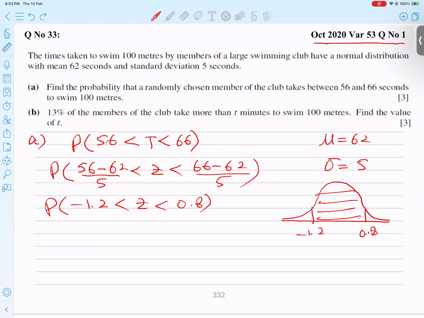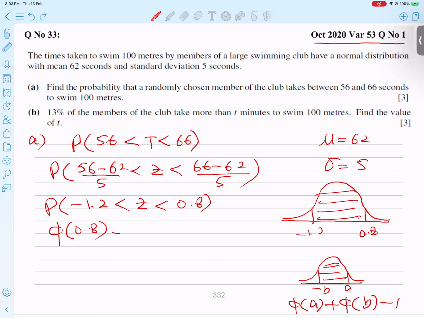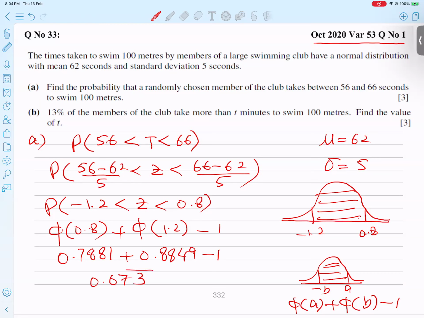So have a look at the rule first of all. If I have a positive and b negative, then phi of a plus phi of b minus 1. Make sure this negative sign I will not use here. It is a formula to get the middle area. So same, I will do it here: phi of 0.8 plus phi of 1.2 minus 1. If I check the values from the table, 0.7881 and 0.8849 come from here. And the final answer is 0.673 after rounding.